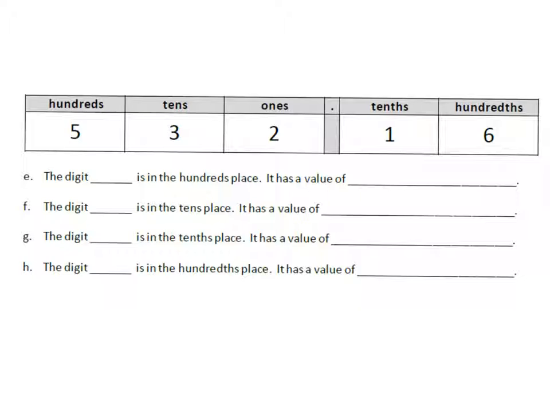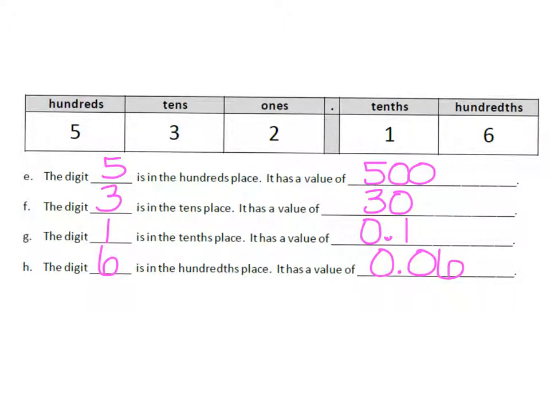The digit 5 is in the hundreds place. It has a value of 500. The digit 3 is in the tens place. It has a value of 30. The digit 1 is in the tenths place. It has a value of 0.1. The digit 6 is in the hundredths place. It has a value of 0.06.